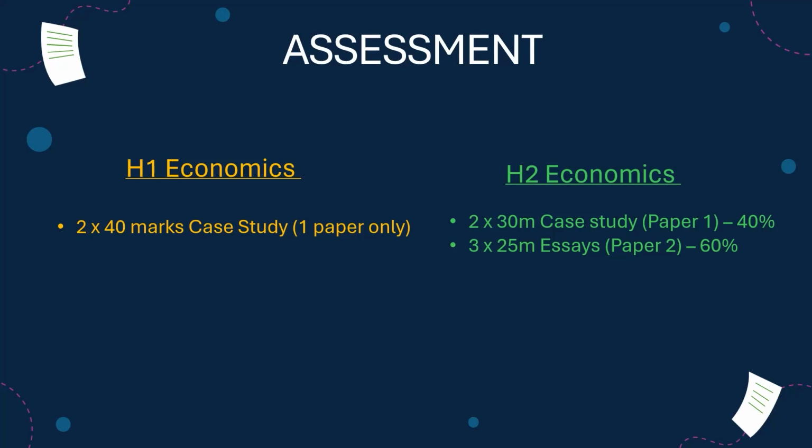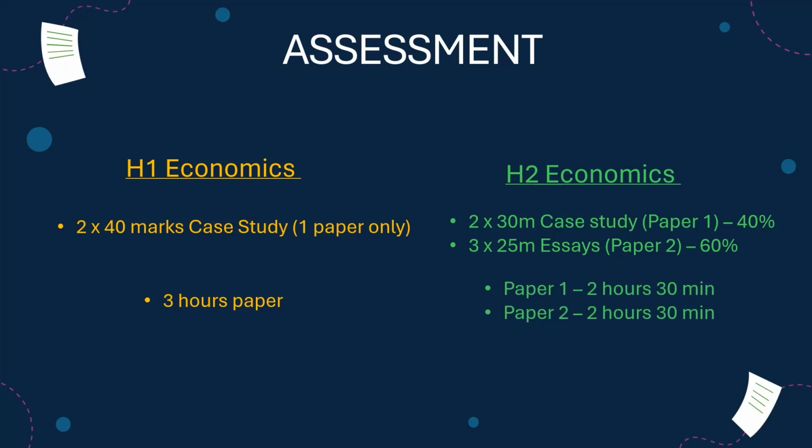Instead, the essay paper bears a heavier weightage of 60%, which means that those who are not the strongest at essay writing may want to take this into account. The other difference then is also the overall timing of the exam. The H1 paper is done in one sitting of 3 hours, while the H2 papers are done separately, with 2.5 hours each.